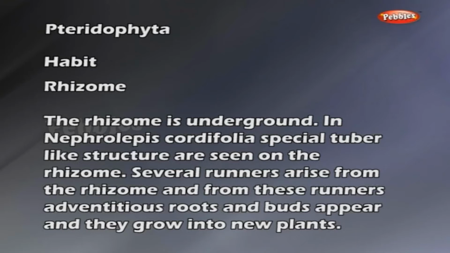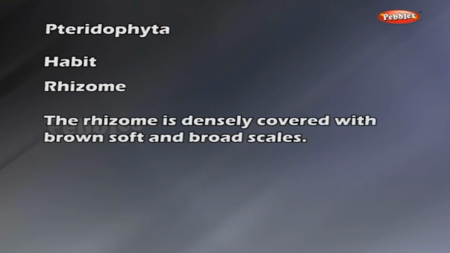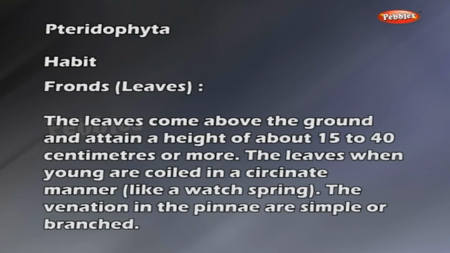Rhizome. The rhizome is underground. In Nephrolepis cordifolia, special tuber-like structures are seen on the rhizome. Several runners arise from the rhizome, and from these runners, adventitious roots and buds appear, and they grow into new plants. The rhizome is densely covered with brown, soft, and broad scales.